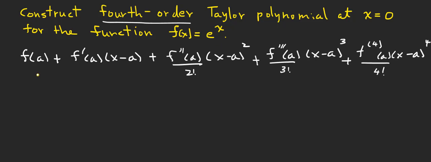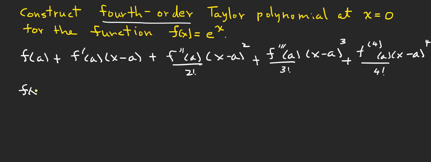Recall that the Taylor polynomial looks like this. And when they say fourth order, that means we need to go up to n equals 4. If they said third order, then you need to go up to this term right here, since n is 3. Now our function is f of x. So what we need to do is find the fourth derivative of e to the x.